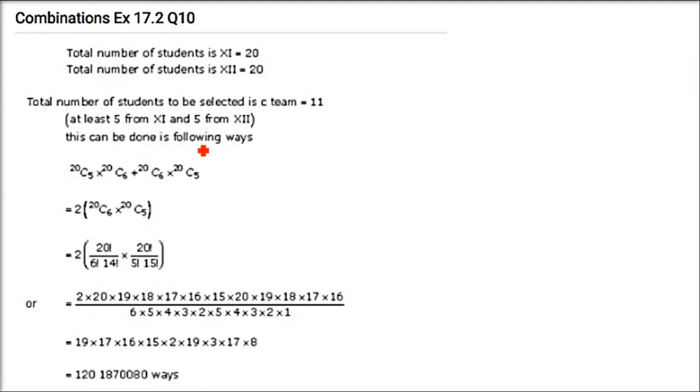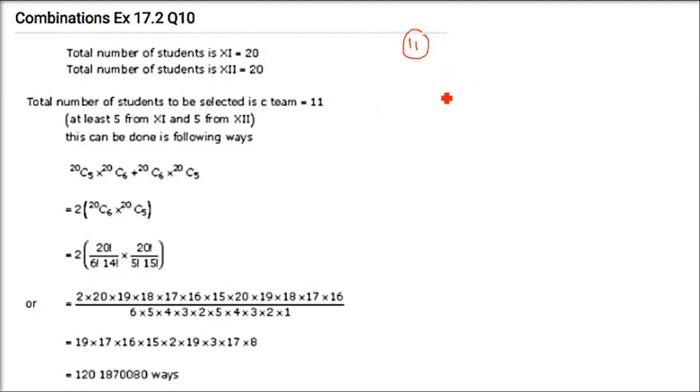A sports team of 11 students is to be constituted, choosing at least 5 from class 11 and at least 5 from class 12. If there are 20 students in each of these classes, in how many ways can the team be constituted? So we have a sports team, and in all 11 students have to be selected.